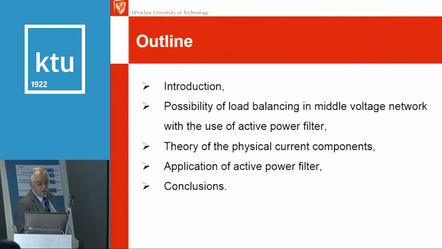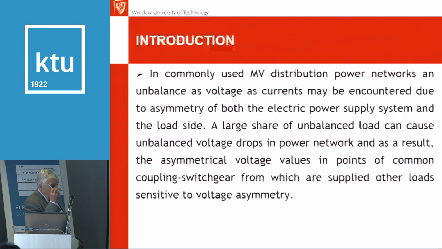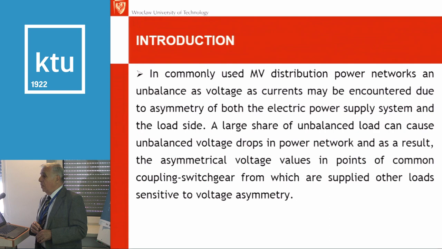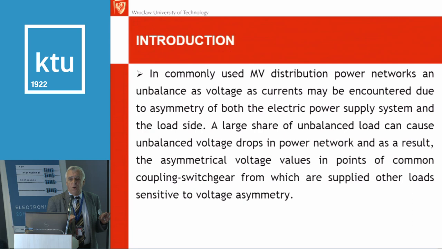It is common that in medium voltage distribution networks, very often we have unbalance or asymmetry. The asymmetry can be due to both the supply system and the load. It is particularly visible in a long line supplying over a huge distance, when the one-phase load is almost impossible to distribute uniformly. Therefore, this asymmetry or imbalance is unavoidable in the system.